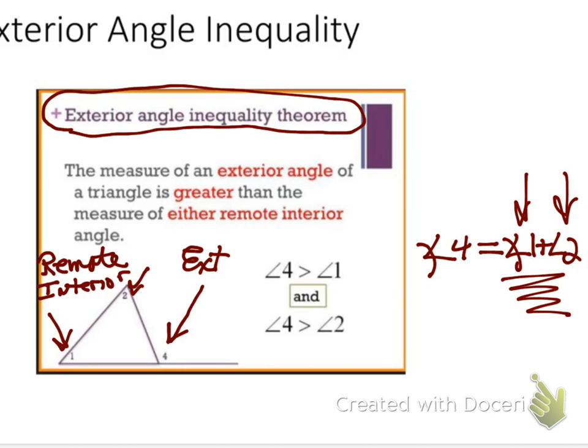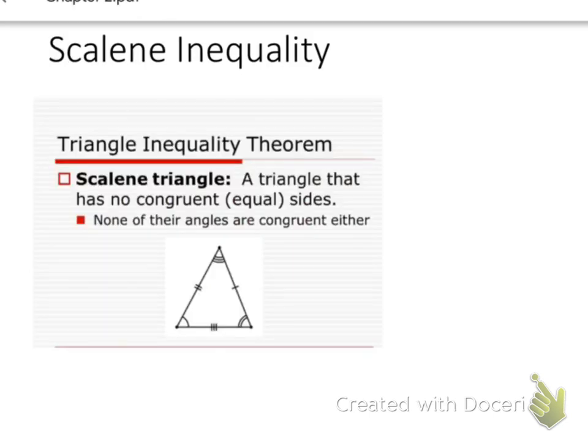Okay, let's go on to the next slide. We talked about the word scalene before. A scalene is a triangle that has no sides that are equal to one another, so you have to mark them with different hash marks. You can see right here we have a single hash mark, a double, and a triple. That indicates to me that this is a scalene triangle.